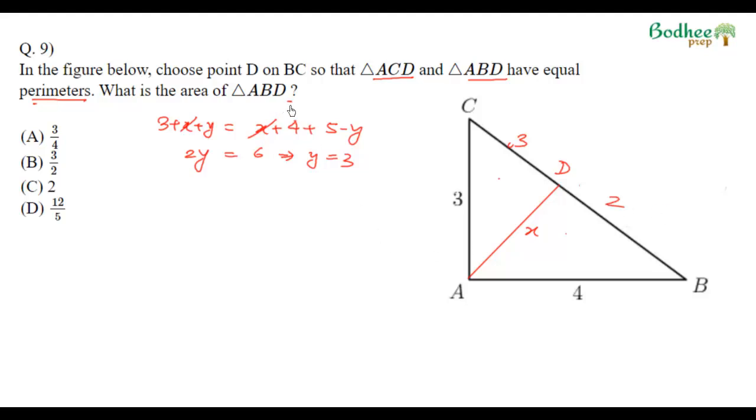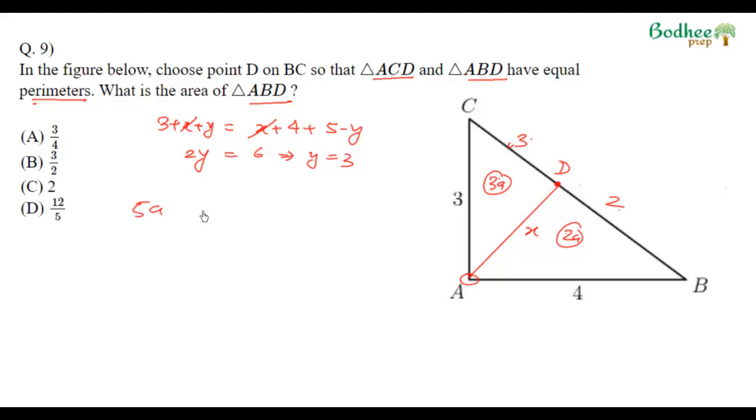Now we have to find the area of triangle ABD. This is much easier now, the reason being ABD and ACD both have the common vertex, and the base is in a straight line. So obviously point D is dividing the base in the ratio 3:2. So this area would be 3A and this area would be 2A, and the total area would be 5A.